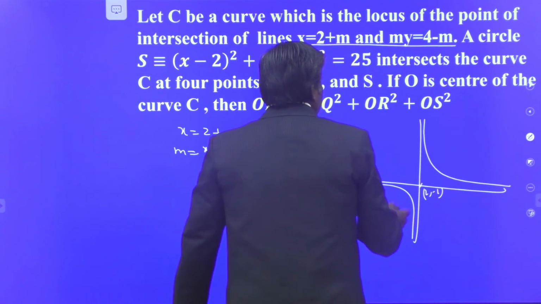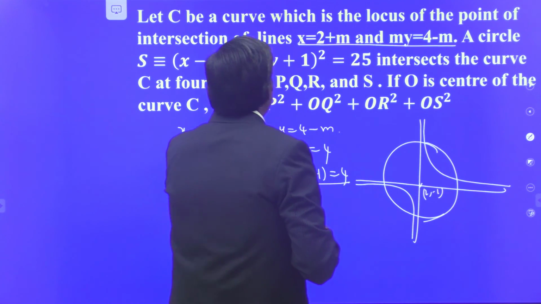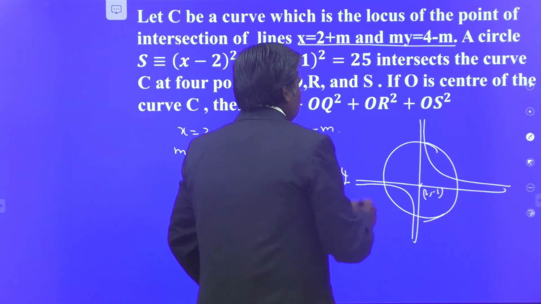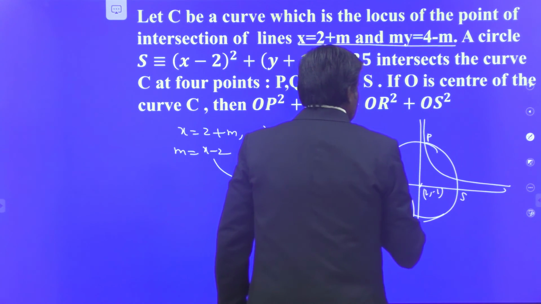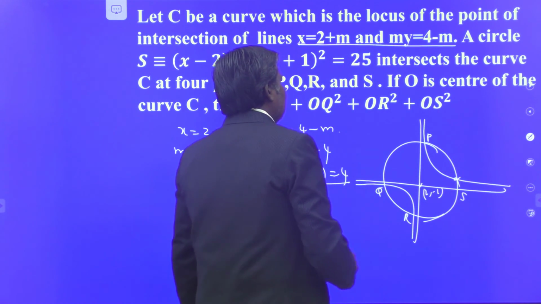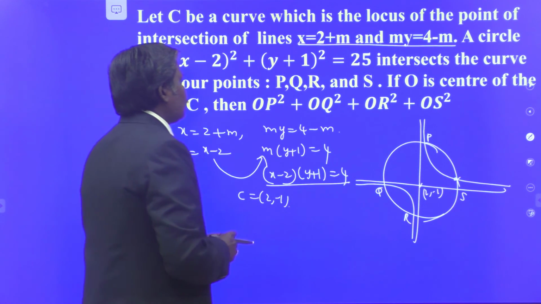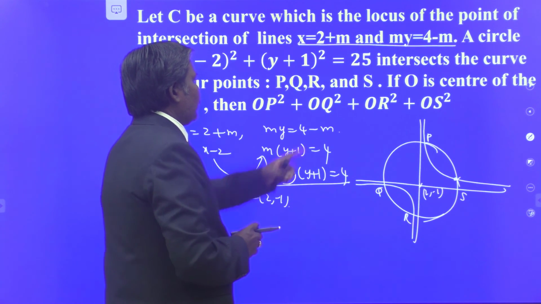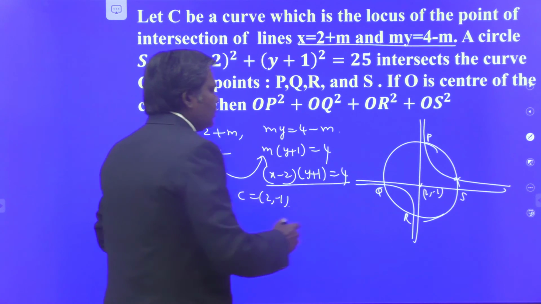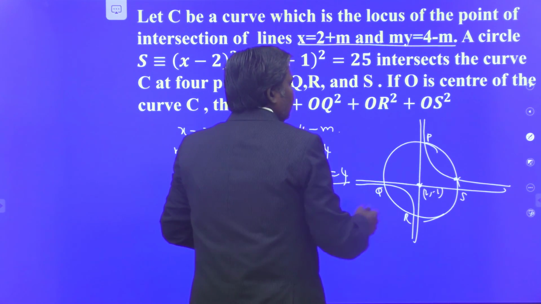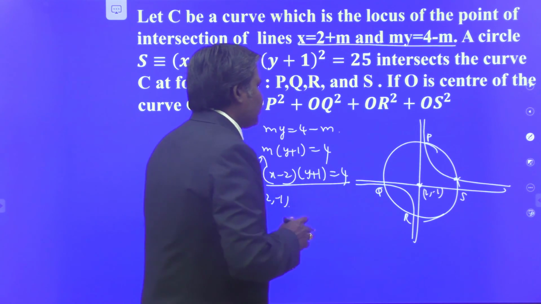And one circle intersects the rectangular hyperbola. This is the circle having the same center (2, −1), at the points P, Q, R, S. P, Q, R, S are the 4 points of intersection. Then we have to find OP square plus OQ square plus OR square plus OS square. What is O? O is the center of the curve C, not the origin. Am I correct? The center of C is nothing but the center of the circle. That is the simple thing you have to observe.